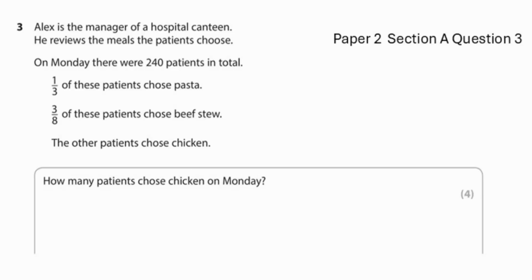Alex is the manager of a hospital canteen. He reviews the meals the patients choose. On Monday there were 240 patients in total. 1/3 of these patients chose pasta, 3/8 chose beef stew, and the others chose chicken. And it says how many patients chose chicken on Monday. So what's going on in this question is we have this hospital canteen. There's 240 people on Monday, and it says 1/3 did pasta, 3/8 chose stew, and then how many chose chicken.